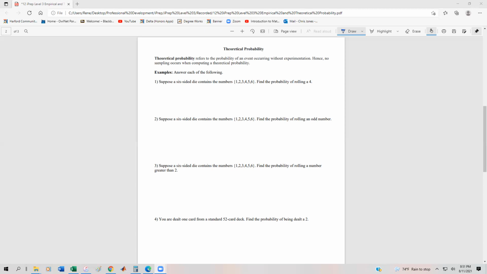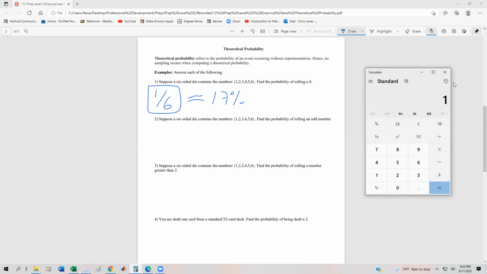Using theoretical types of probability, our first few problems have a six-sided die containing the numbers 1, 2, 3, 4, 5, 6. We want to find the probability of rolling a 4. This is what we think is going to happen; it doesn't mean that it will. If I roll the die, there is one number 4 out of 6 total possibilities. So I have about a 17% chance. I got 17% by putting 1 out of 6 in the calculator, which is 16.66666 forever, so I just put 17%.